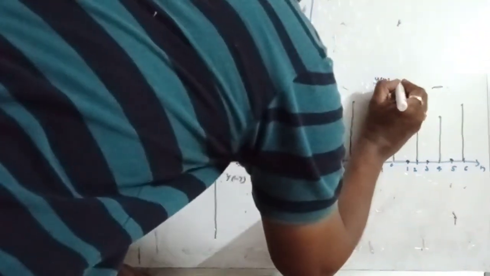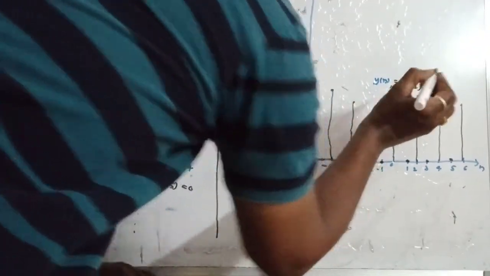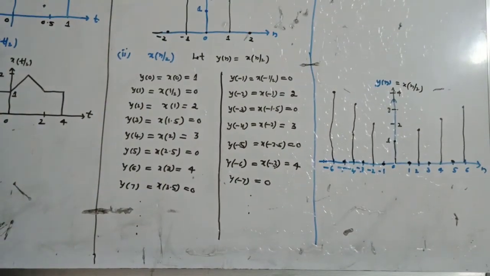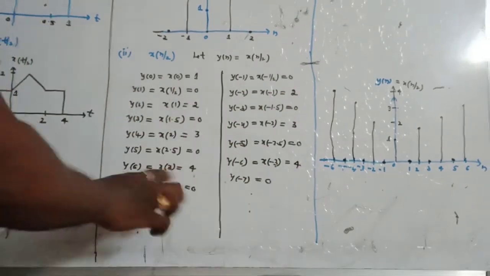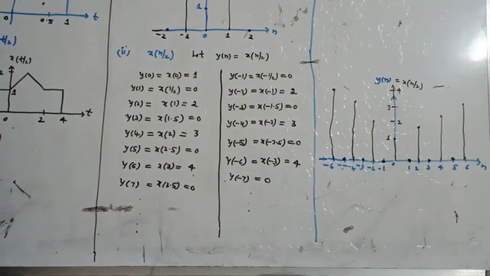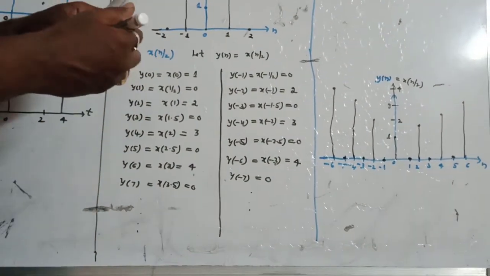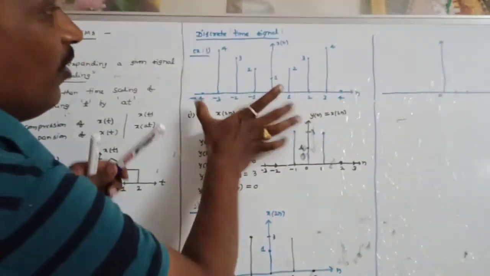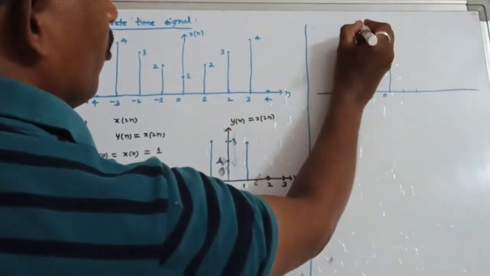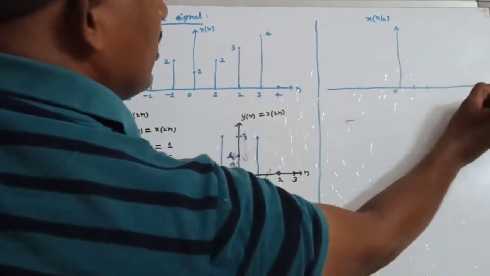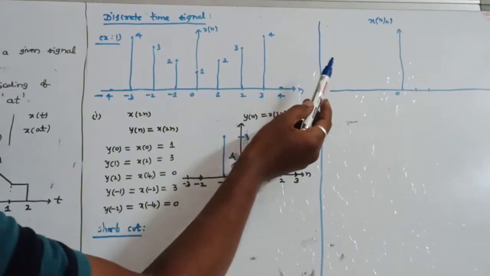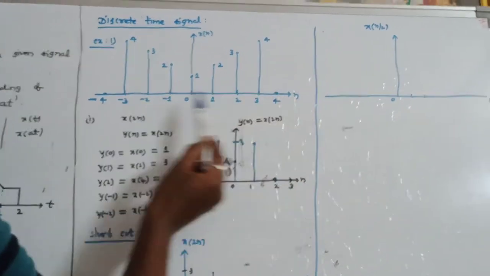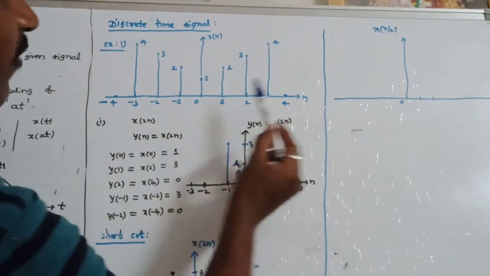What is this? This is x of n/2, which is expansion of x of n. So just substitute different amplitudes at different values of n. This diagram will come. So let us do it by shortcut. So this is the given waveform. So let us draw x of n/2 versus n. So just multiply as similar to time scaling. Just multiply the scale by 2 and find the answers.